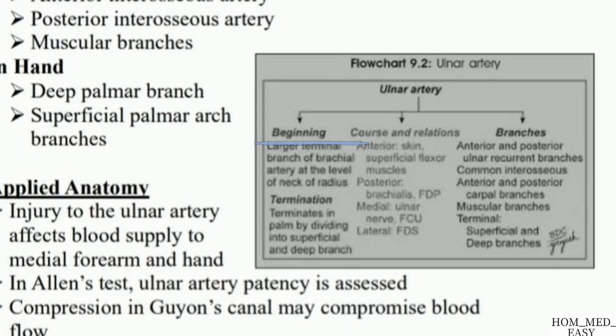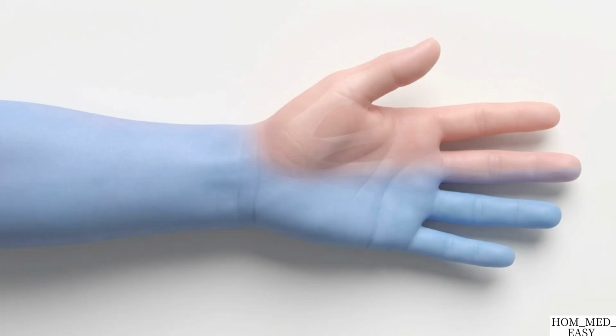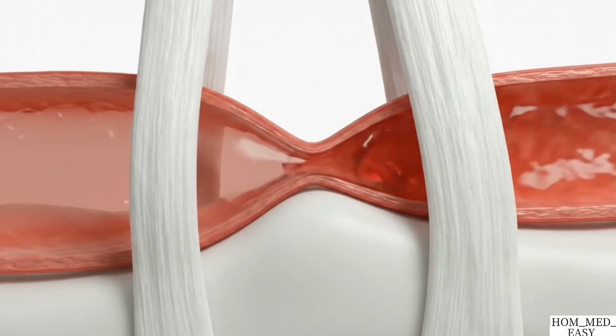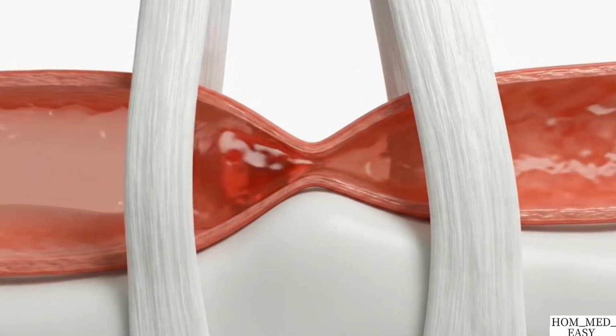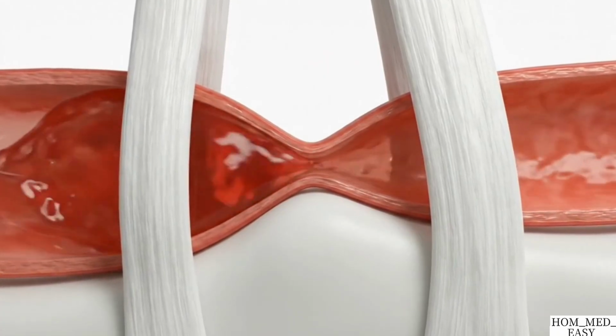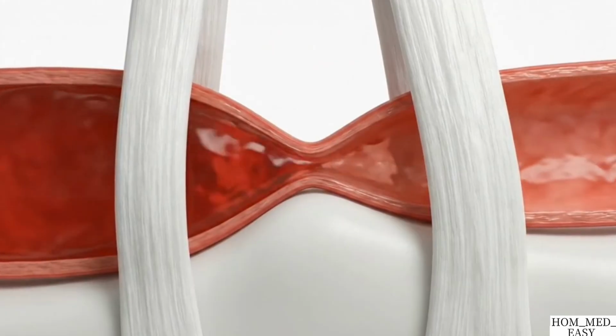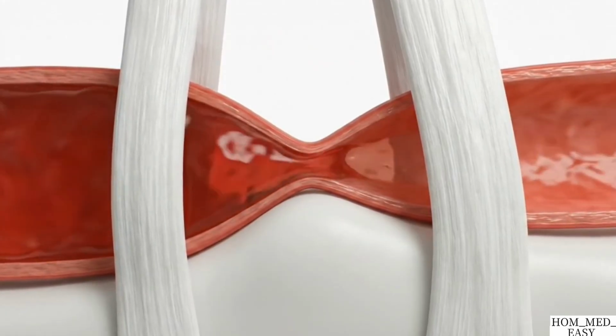The rote facts of its beginning, its deep course, and its branching divisions are an integrated engineering schematic. The stakes of that engineering are high. When blood supply to the medial forearm and hand is compromised, tissue begins to die. Based on our mapping, the structural vulnerability is obvious. Because it runs superficially at the wrist, mechanical compression within Guyon's canal can easily restrict flow.